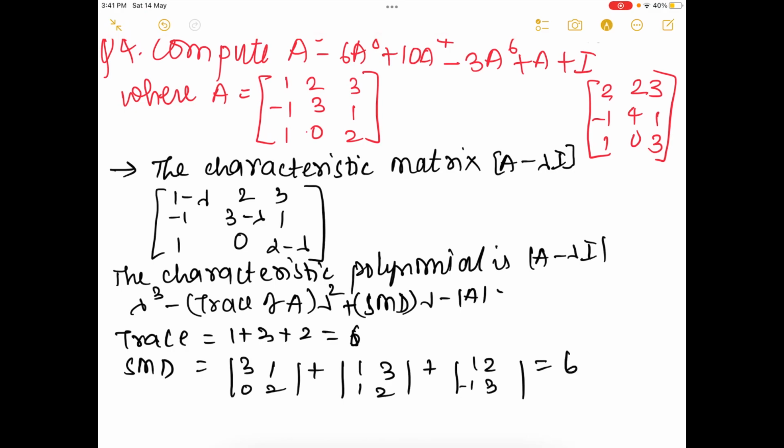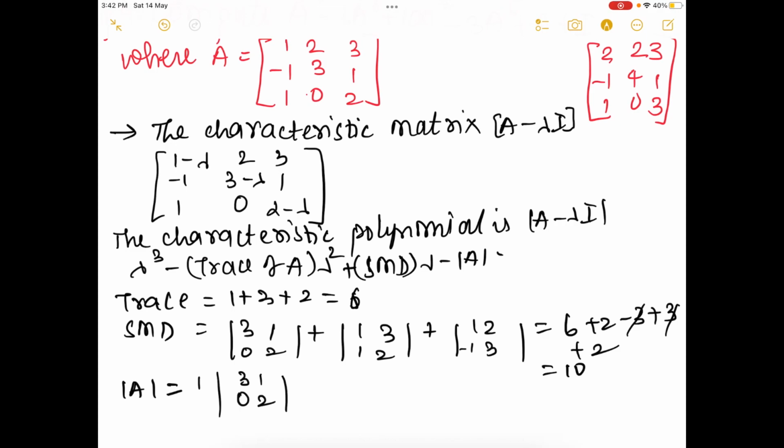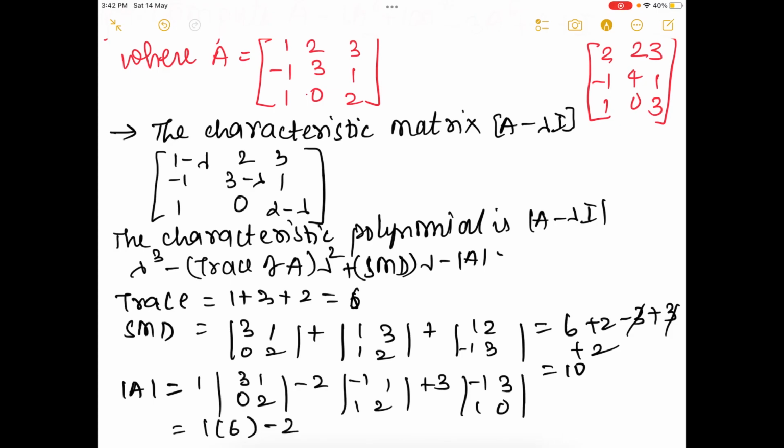So which will give us 6 plus 2 minus 3 plus 3 plus 2. So this gives us 10. Then we go ahead and we find determinant of A. Determinant of A will be equal to 1 into (3 1, 0 2) minus 2 into (minus 1 1, 1 2) plus 3 into (minus 1 3, 1 0). So this will give us 1 into 6 minus 2 into minus 2 minus 1 plus 3 into minus 3. This will give us 6 plus 6 minus 9. 6 plus 6 is 12 minus 9 will give us a 3.